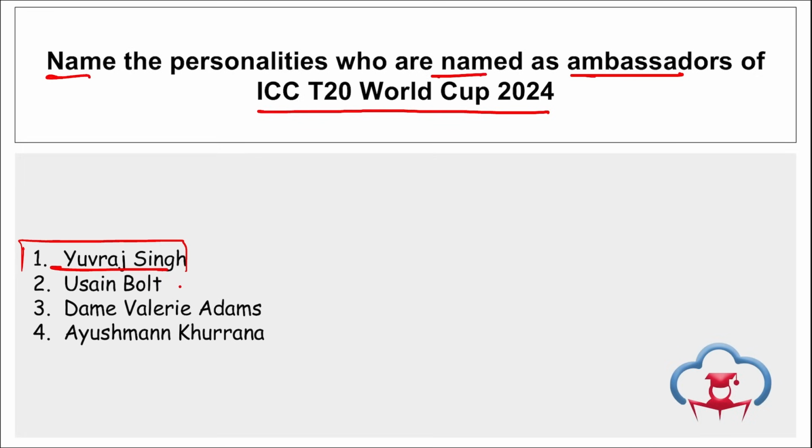Apart from this, Jamaican sprinter Usain Bolt has been named as the ambassador of the 9th edition of the ICC Men's T20 World Cup. Take a note of this. I repeat, Yuvraj Singh and now Usain Bolt, who is an 8-time Olympic gold medalist, has also been named as the ambassador of the 9th edition of the Men's T20 World Cup that will be held in 2024. So Yuvraj Singh and Usain Bolt. Usain Bolt is from Jamaica. You should know this is the 9th edition of the ICC T20 World Cup.